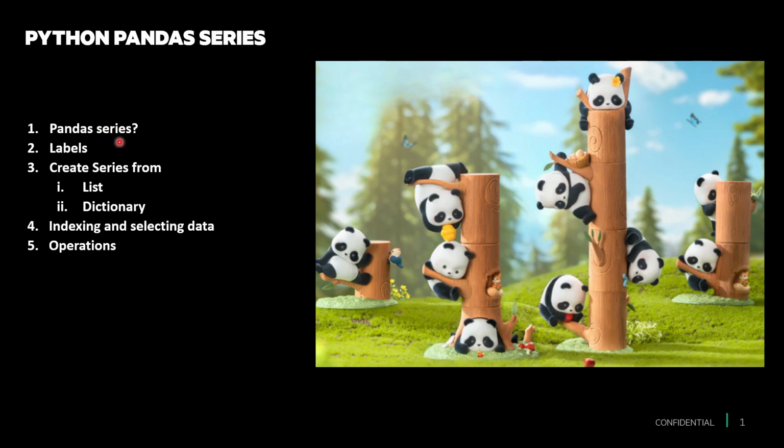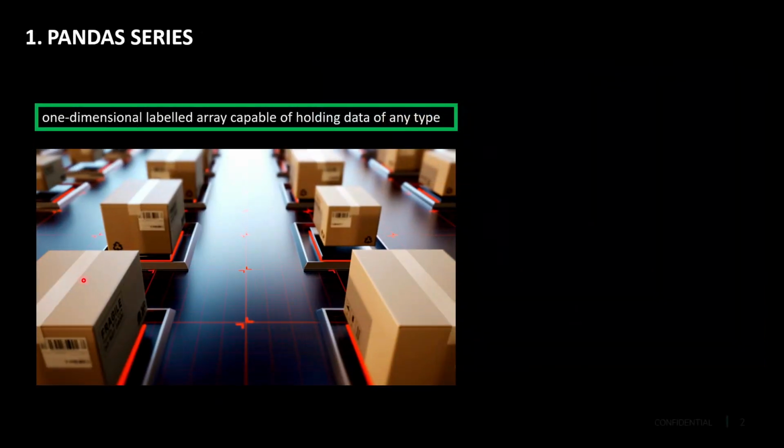We'll see all about the series, then we'll see what is the label, and then we will see how to read data from list, dictionary, or from file. And then we will see how we can retrieve the data from the series. And at the end, we will be seeing how we can perform operation on the series data. So lots to talk. So let's keep moving.